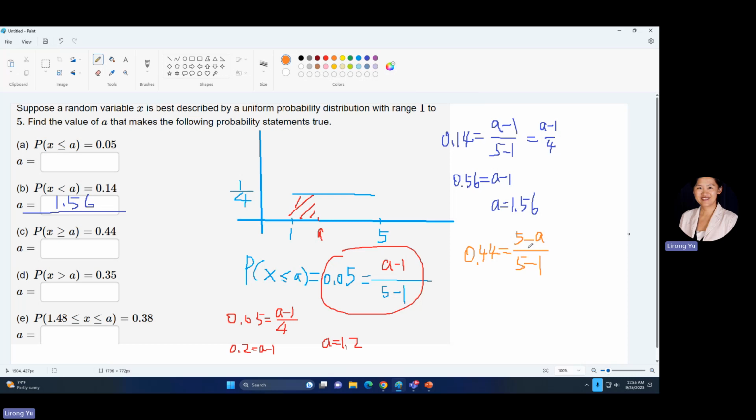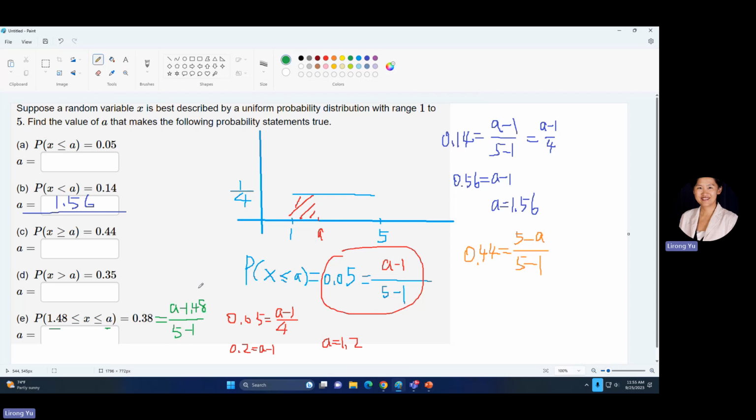Are we okay? All right, last question is the probability between a and 1.14. In that case, you will be setting up an equation kind of like 0.38. That's a probability, therefore it's a ratio. The denominator is 5 minus 1 as well. The numerator is a upper bound minus lower bound. So the numerator should be a minus 1.48. That equal to this ratio.